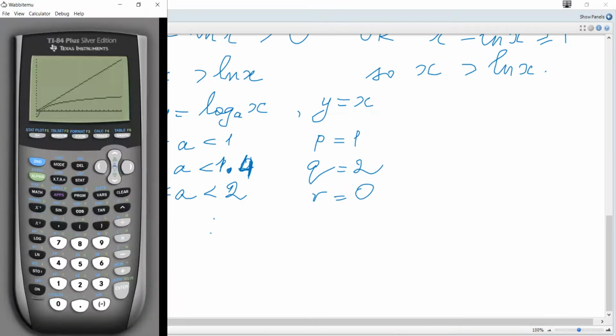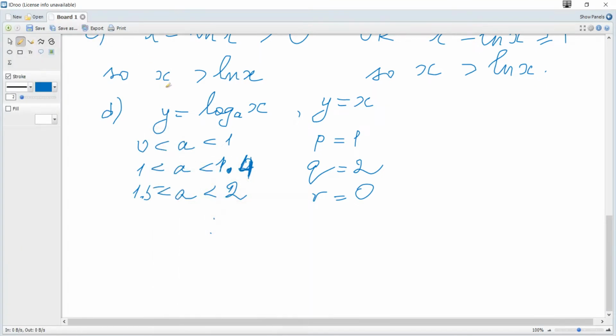And let's check for a is 0.5, and you can see that there is only one point of intersection.